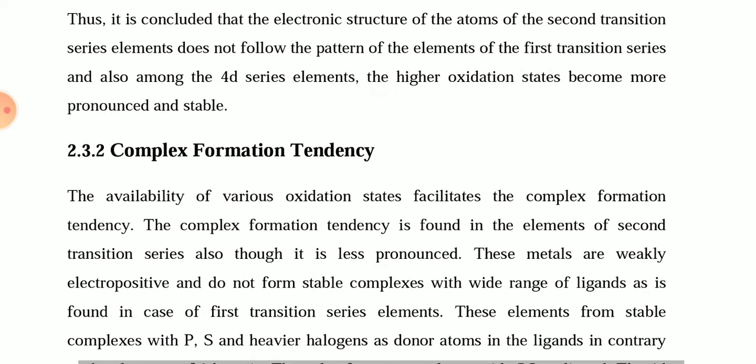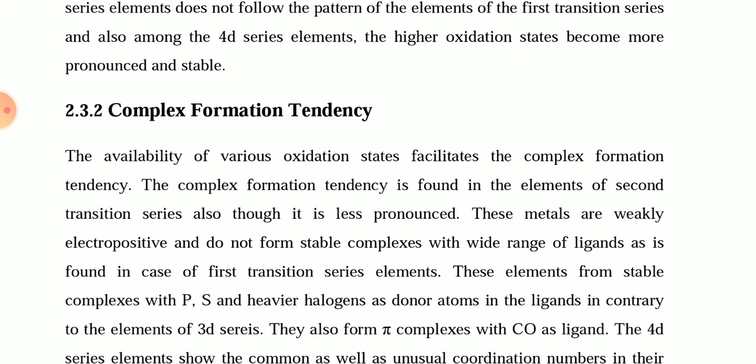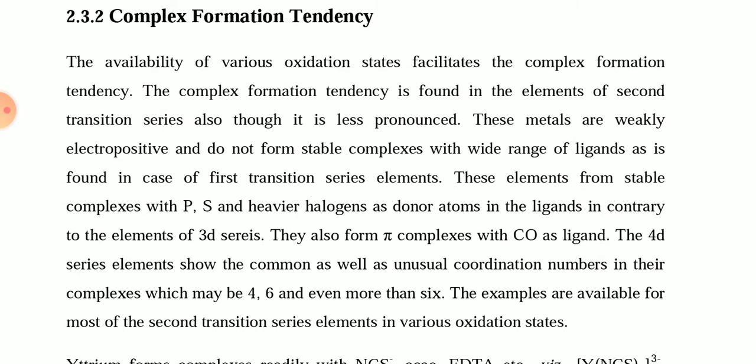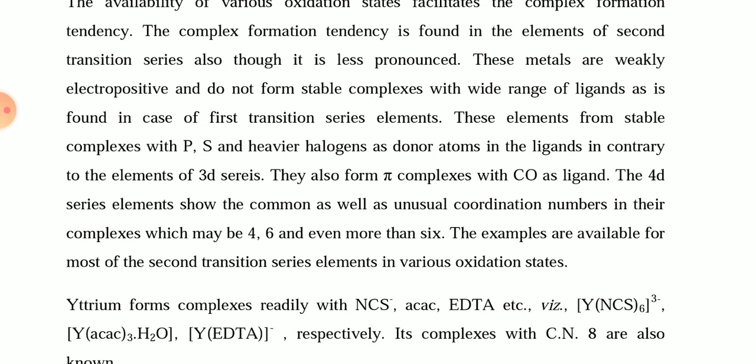So the next property is complex formation tendency. Because of the availability of the various oxidation states, the complex formation tendency is found in the elements of the second transition series also. But these metals are weakly electropositive and do not form stable complexes with a wide range of ligands. These elements form stable complexes with phosphorus, sulfur and heavier halogens as donor atoms in a ligand. They also form pi complexes with CO as a ligand, the carbonyl ligand, which also combines with this kind of element.